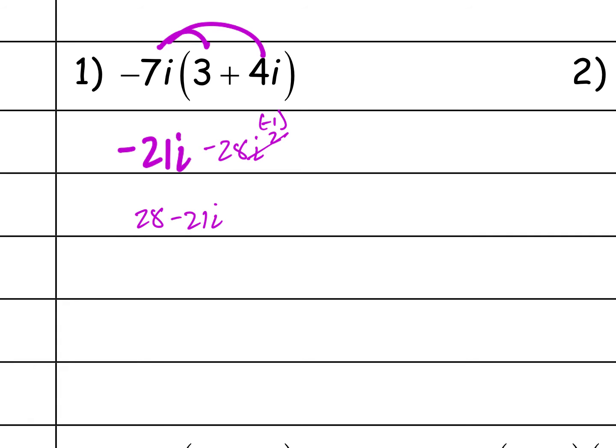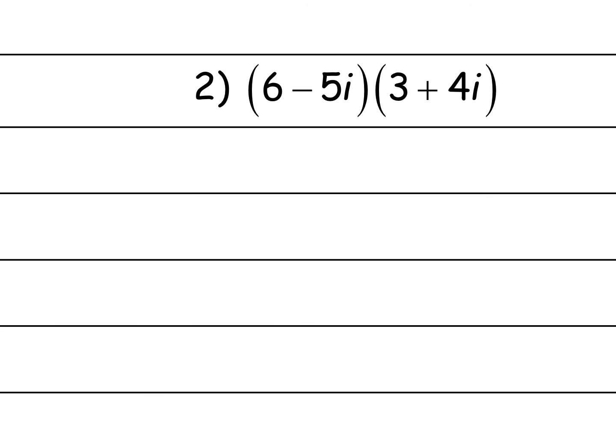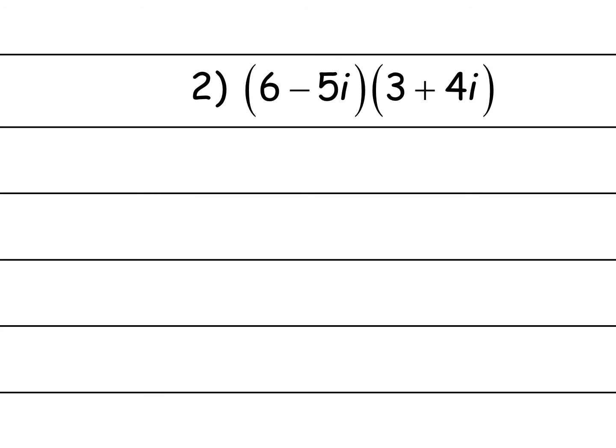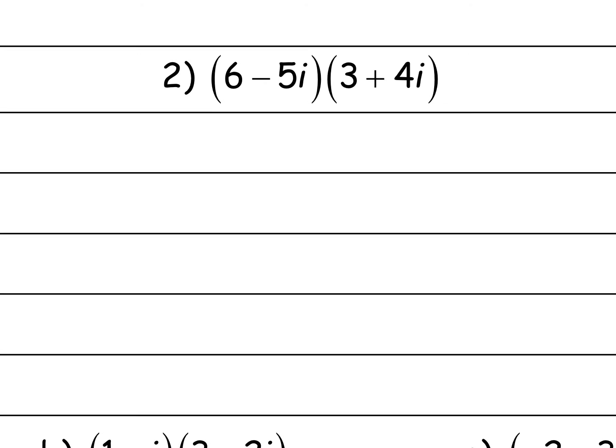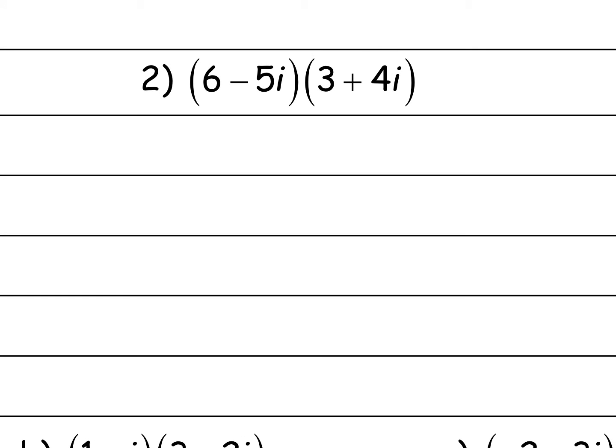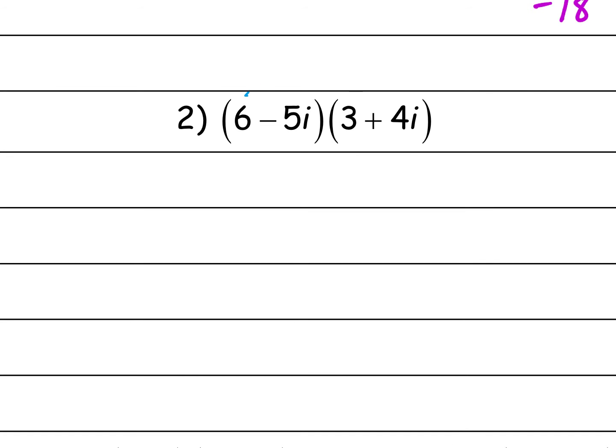Done on that one. Okay, so for number 2, I can distribute twice or I can use the box to multiply. It doesn't matter. Whichever way you like to multiply, it works either way. So I'm just going to double distribute because I don't do it that way very often. So I'm going to take the 6 and multiply. 6 times 3 is 18, and 6 times 4i is 24i.